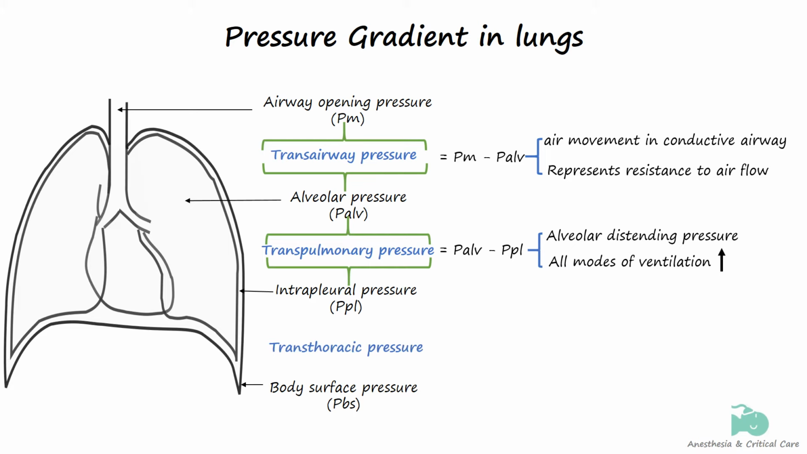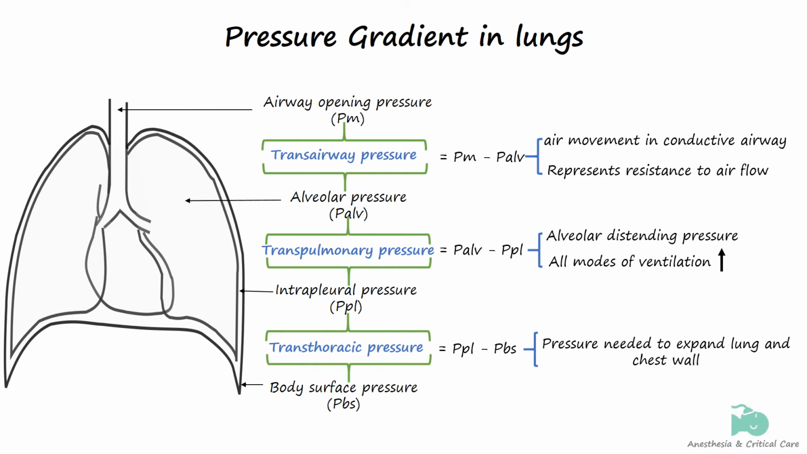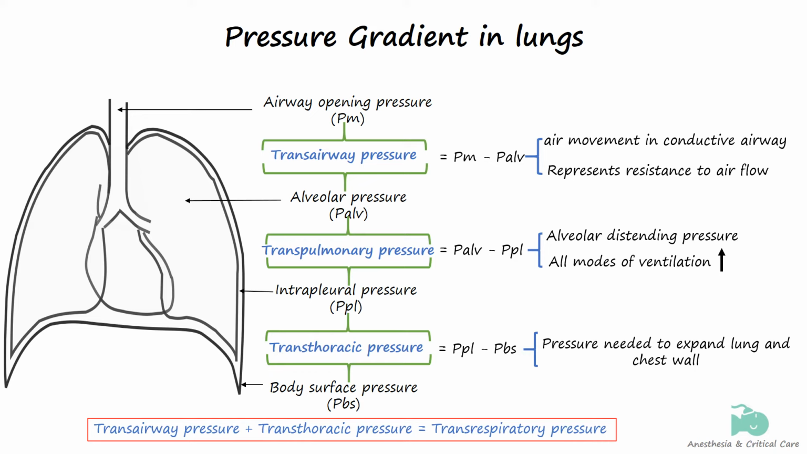The transthoracic pressure gradient is the difference between the pressure in the pleural space and the pressure at the body surface, and represents the total pressure required to expand or contract the lungs and chest wall. Together, the trans-airway pressure and transthoracic pressure are called transrespiratory pressure. It is the combined pressure required to overcome elastic recoil of the lungs and chest wall and the pressure required to overcome airway resistance. We will look into them when we discuss lung characteristics.